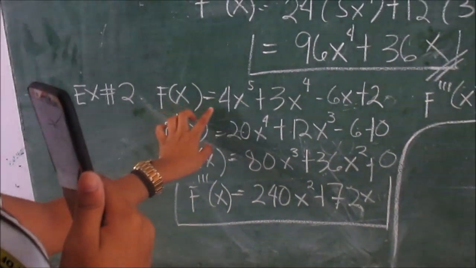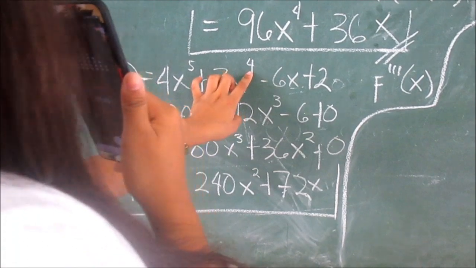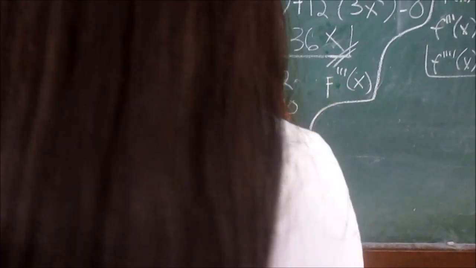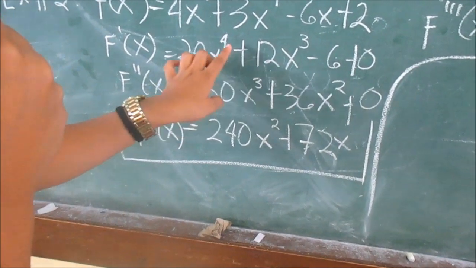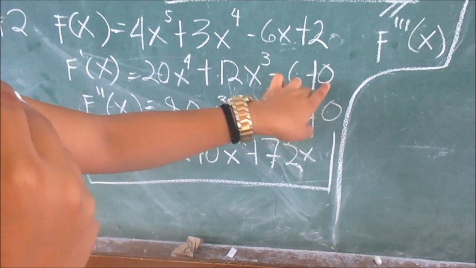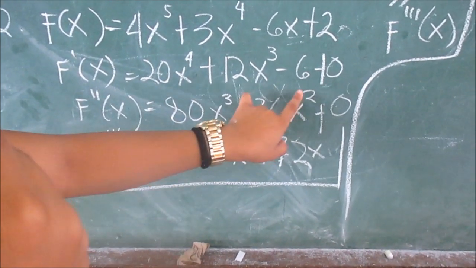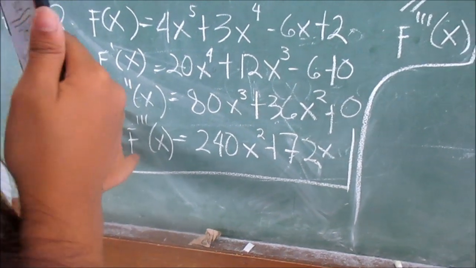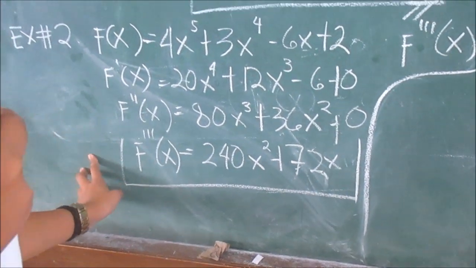F of x is equals to 4x raised to the power of 5 plus 3x raised to the power of 4 minus 6x plus 2. So we're going to get the third derivative of this function. So the first derivative of this function is 20x raised to the power of 4 plus 12x cubed minus 6x plus 0. The second derivative is 80x cubed plus 30x squared plus 0. So let's proceed to the third derivative. So the third derivative is 240x squared plus 72x. So that is the final answer.